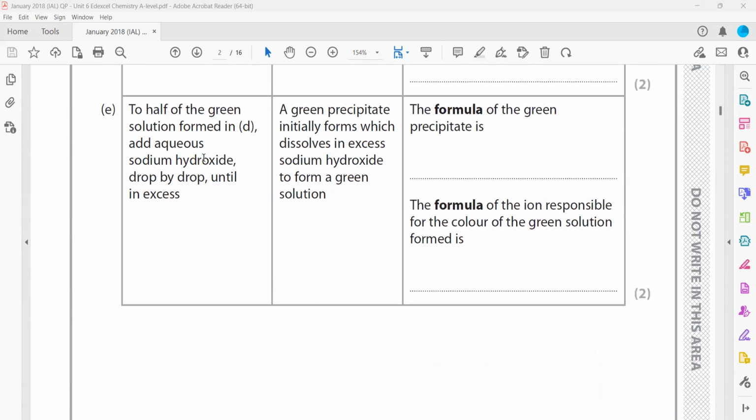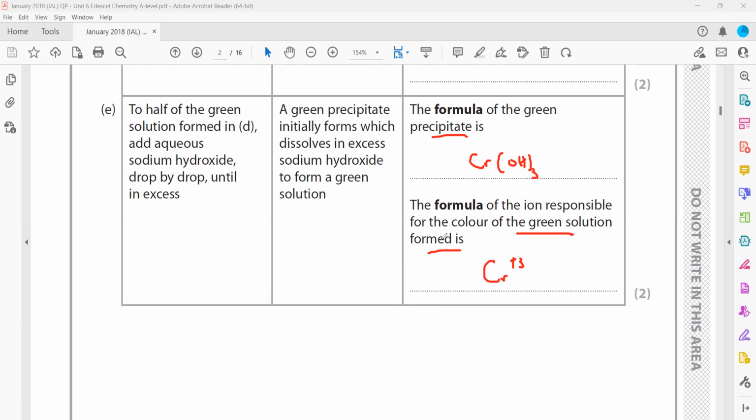Then to the green solution which was formed, add sodium hydroxide. A green precipitate is initially formed, which then dissolves. Formula of the green precipitate: as we identified, it's chromium 3, so it will be chromium 3 hydroxide. Then the formula of the ion responsible for the color of the green solution. The green precipitate is due to the formation of chromium 3 hydroxide, and the ion responsible for the color in the green solution is the chromium 3 ion.